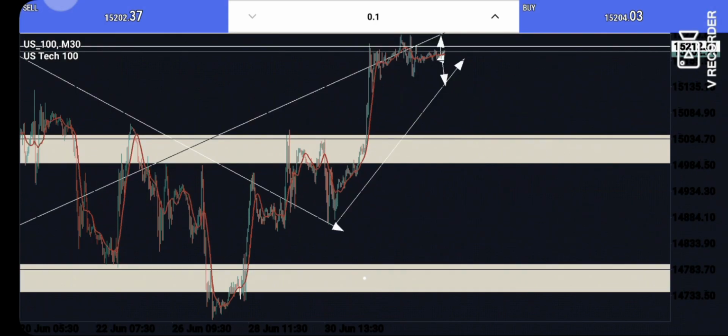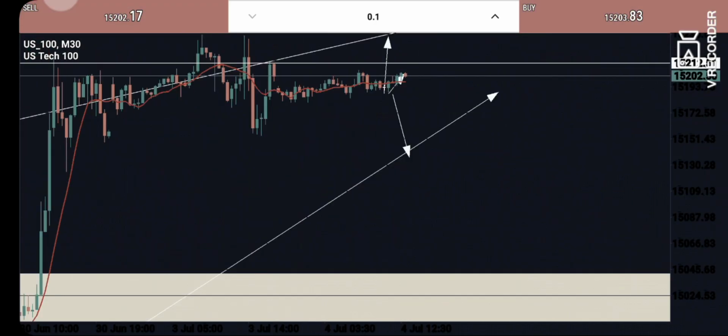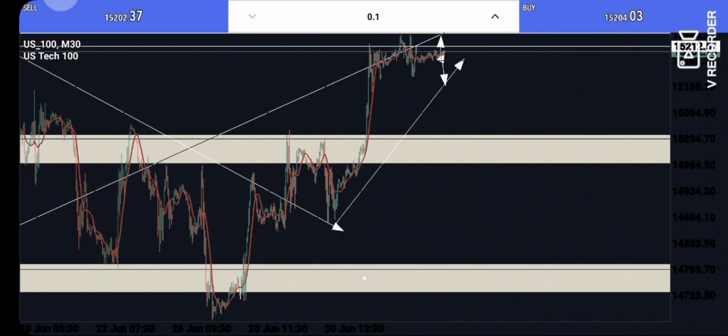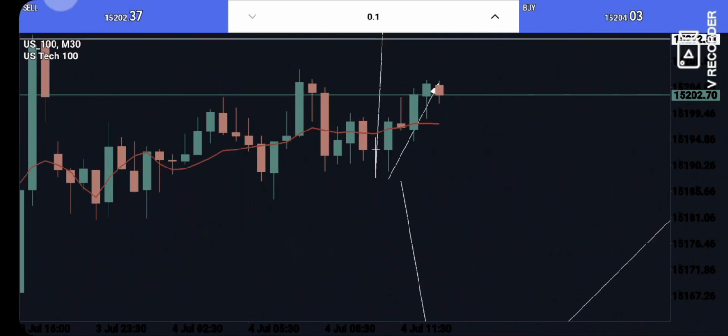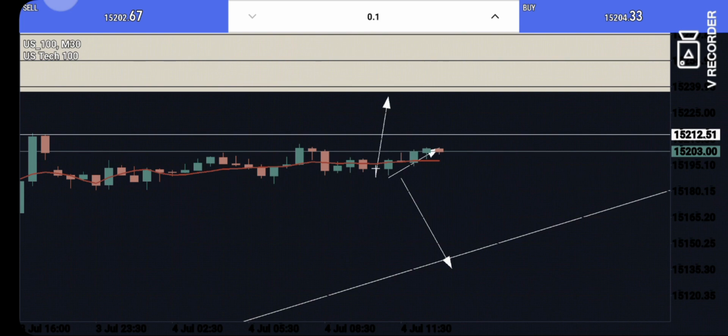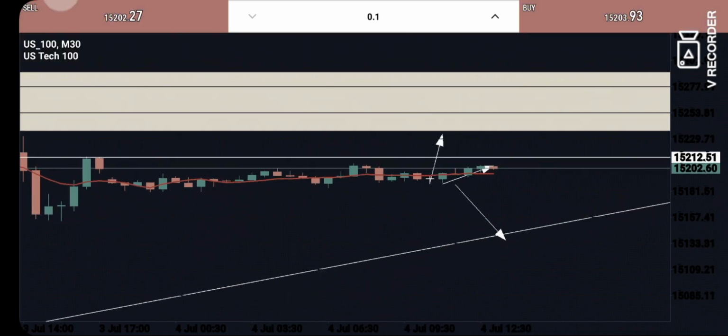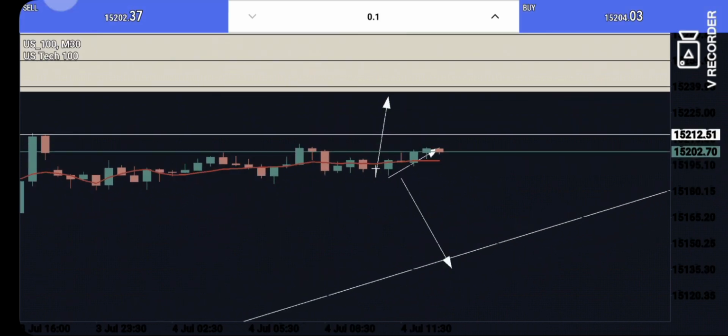It's what we're seeing on Nasdaq. On Nasdaq, we're seeing the same thing. We're in a resistance. The resistance can be turned into a support. If it's turned into a support, the market will go up. If it's turned into a resistance, the market will come down here. So the market will come down here.